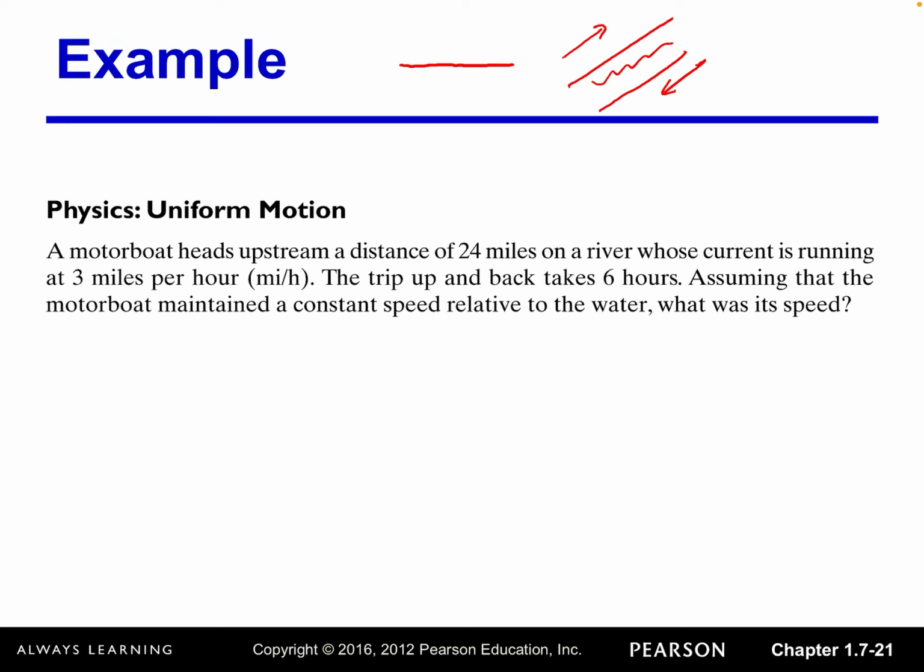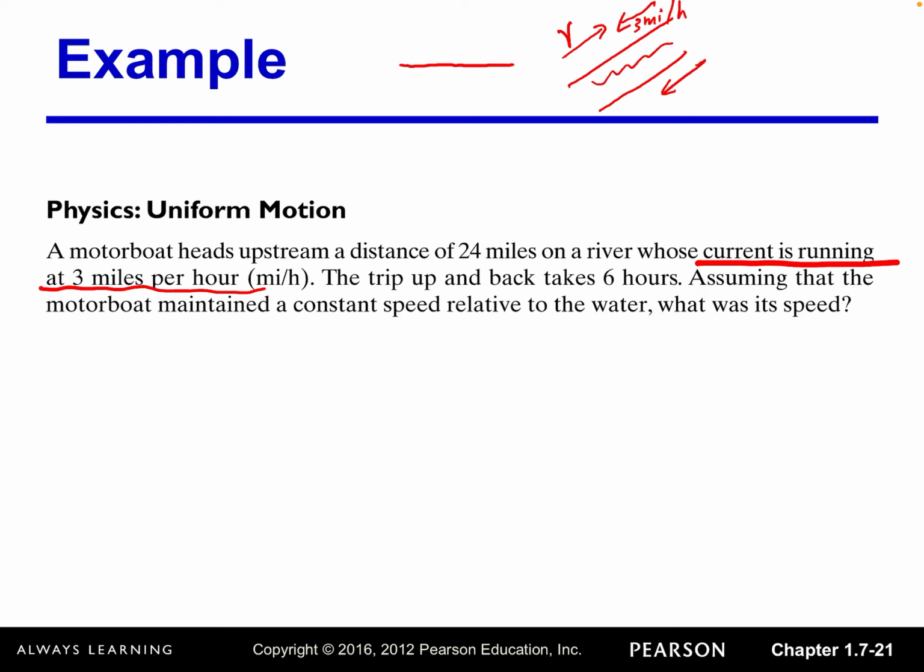So what happens when the boat is going upstream? The boat has its travel rate at r miles per hour. Let's just use the variable r to represent the boat's travel rate. And now the current is not still, the current is also running. The problem says the current is running at 3 miles per hour. So the current is actually going downwards, 3 miles per hour, while the boat goes up.